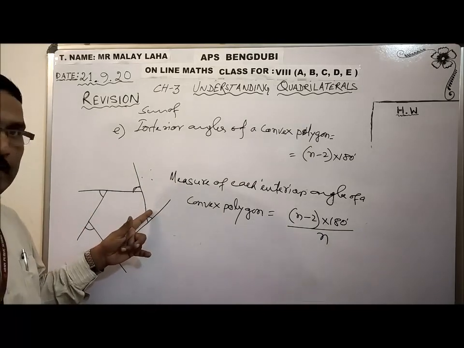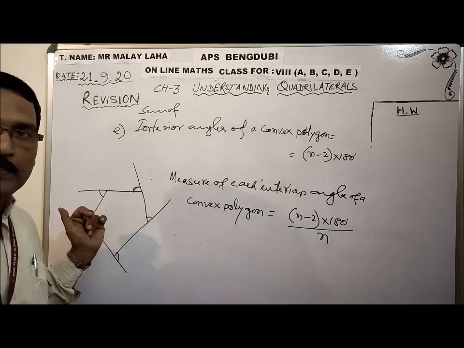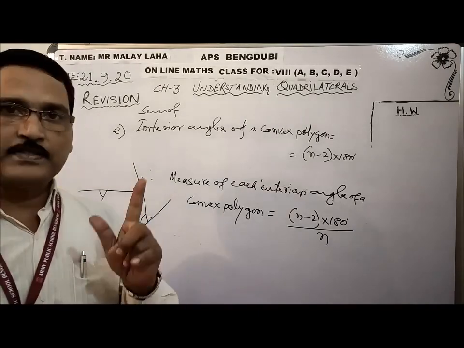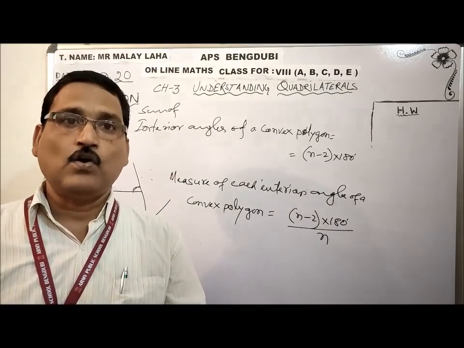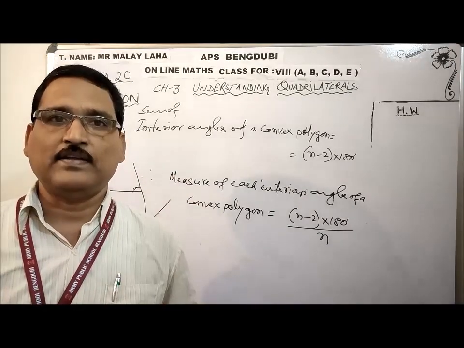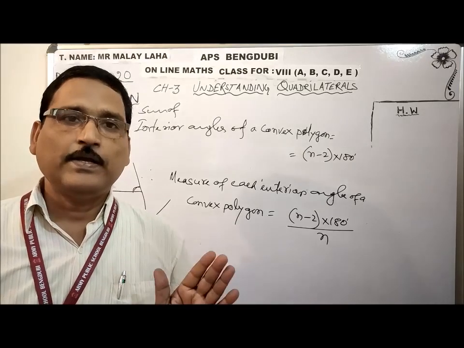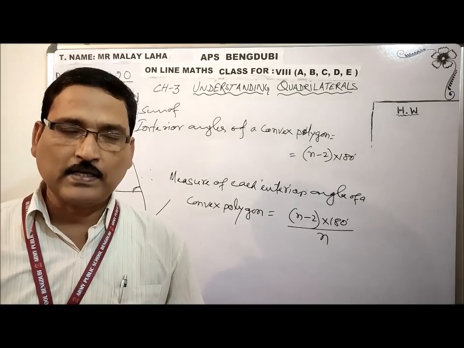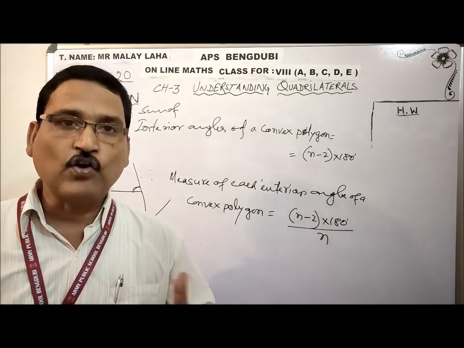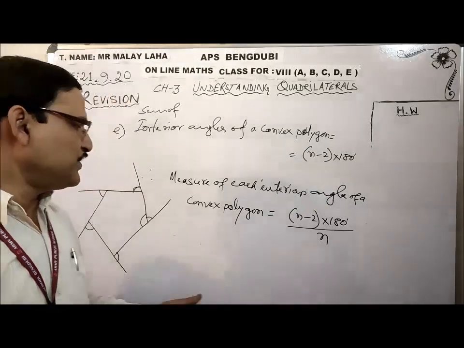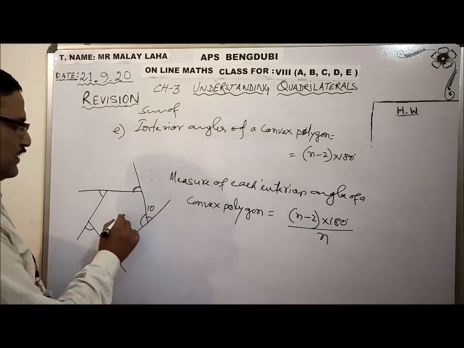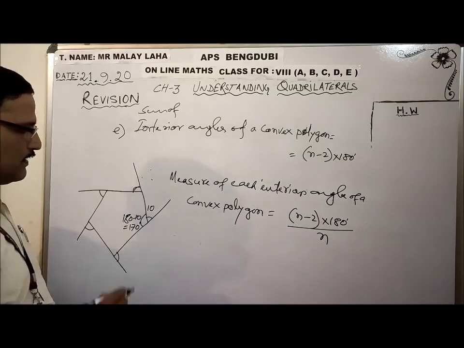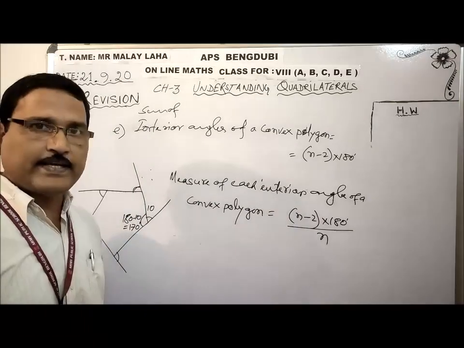Remember, if I say the exterior angle is 10 degrees, what will be the interior angle? It is 180 minus 10, because interior and exterior always form a linear pair. So if my question is, the exterior angle of a polygon is 10 degrees, how many sides does it have and what is the measure of the interior angle, the interior angle is 180 minus 10, that is 170 degrees. And how many sides does it have?